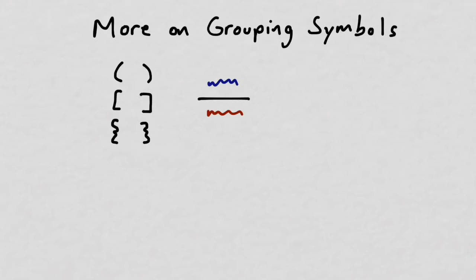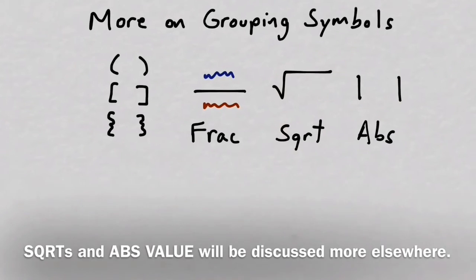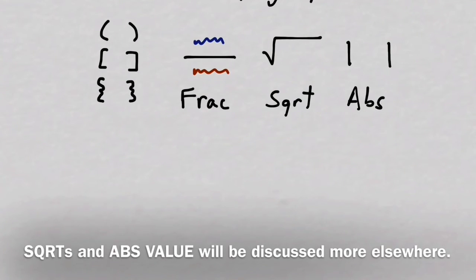And also a square root and absolute value can represent grouping symbols. So these are special because they're grouping symbols, but they also represent operations in and of themselves. So we have a fraction, a square root, and an absolute value. And so for some of you, these two especially might be new ideas. But I wanted to look at a couple quick examples to show how these grouping symbols are used.